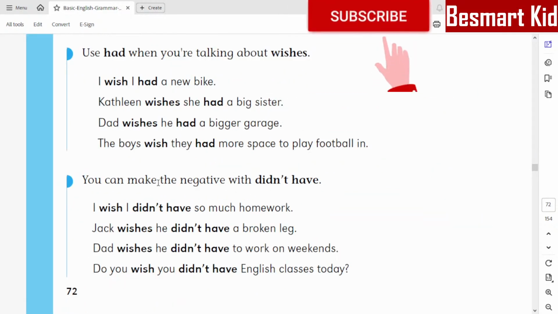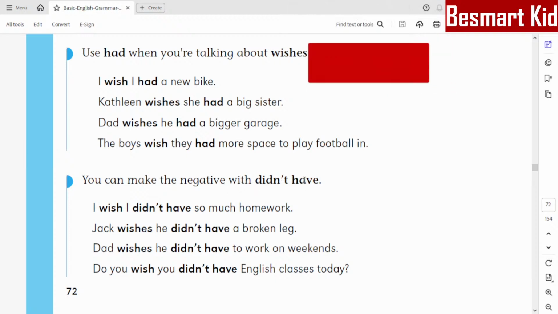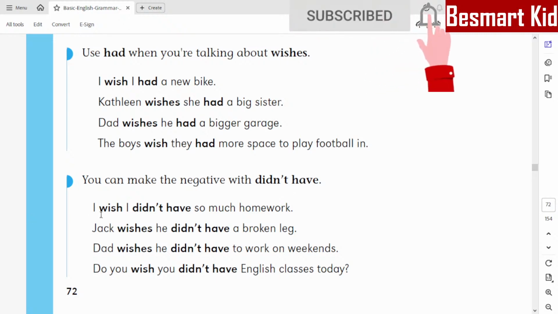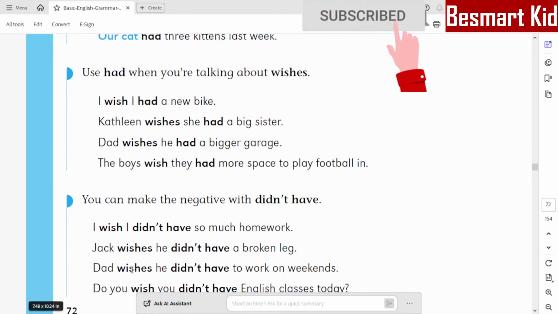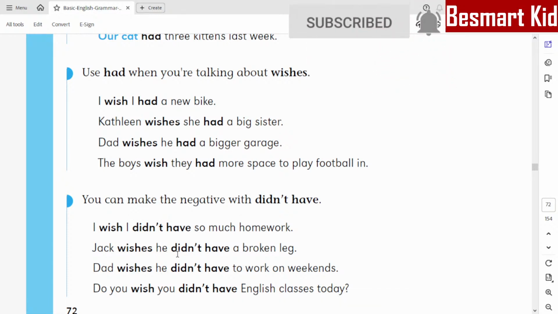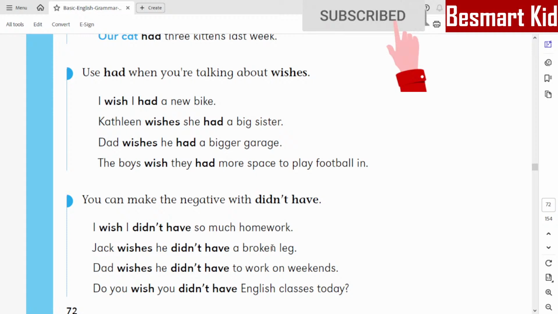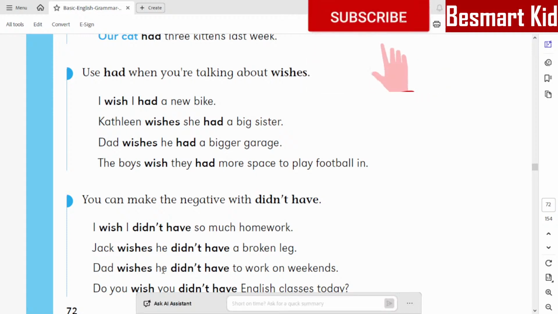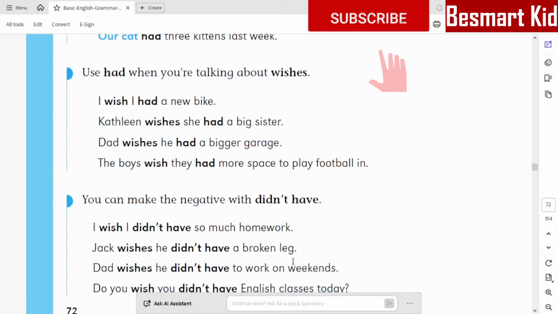You can make the negative with didn't have. I wish I didn't have so much homework. Jack wishes he didn't have a broken leg. Dad wishes he didn't have to work on weekends. Do you wish you didn't have English classes today?